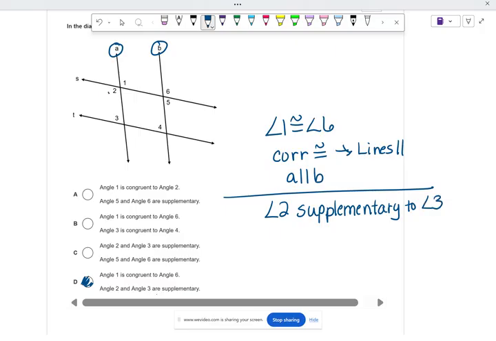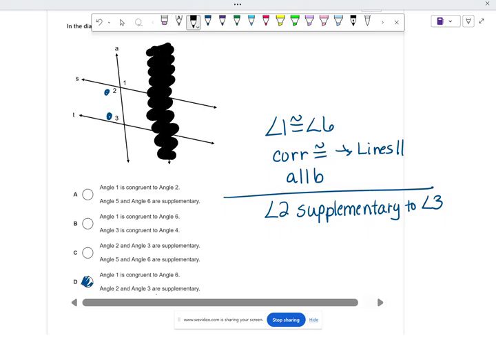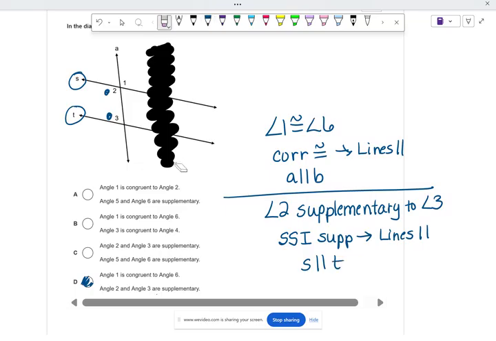Okay, so let's look at angle 2 and angle 3. All right, let's get that magic paper. We don't need any part of line B. Angle 2 and angle 3 are same side interior angles, and if they are supplementary, then the lines are parallel. Which two lines are left showing that are parallel? Line S is parallel to line T.